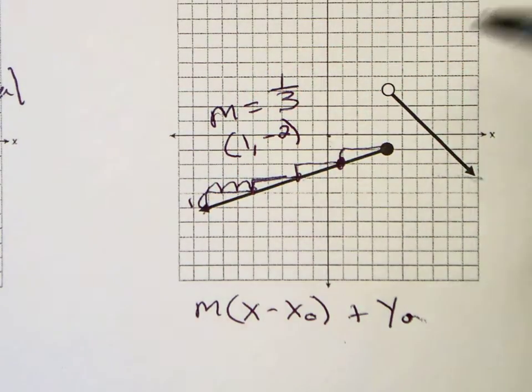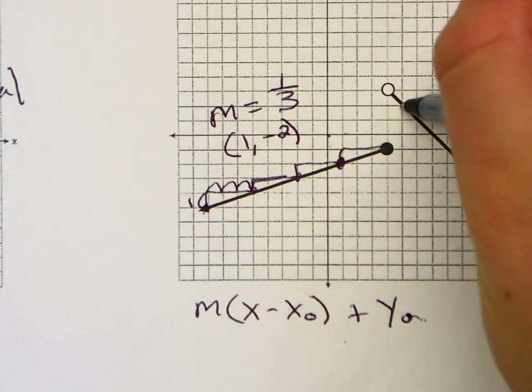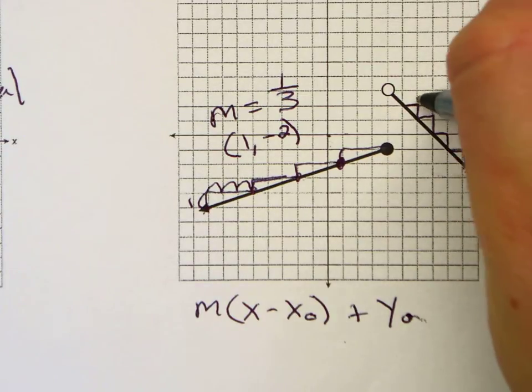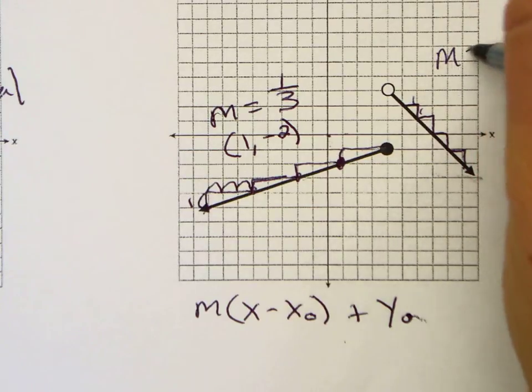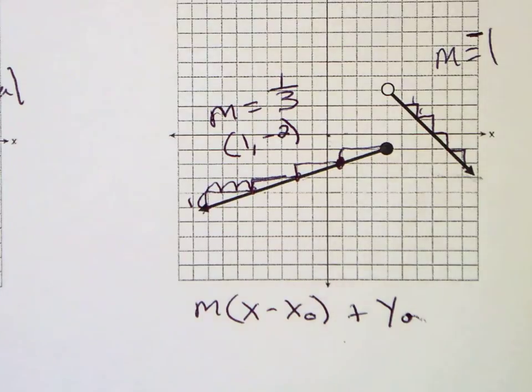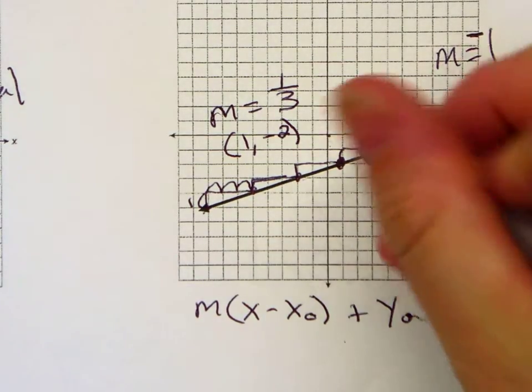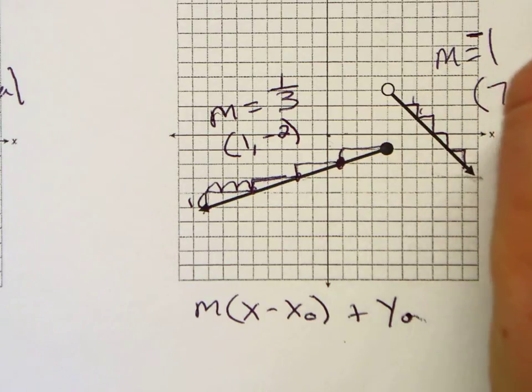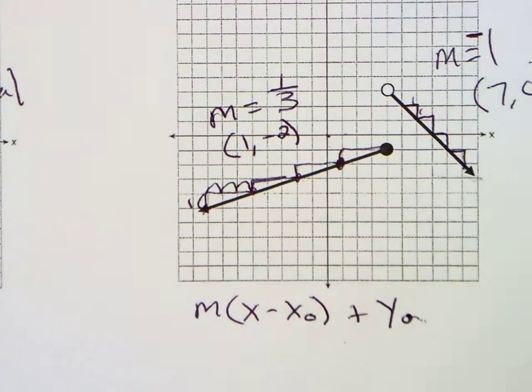Okay. For this one, same idea. What is the slope? A lot of my students in class told me it was 1. m is not 1. Why? It's actually negative 1. All right. So negative 1, and then pick any point on the line. I'm going to go with (7, 0). But again, you can pick any of those points.